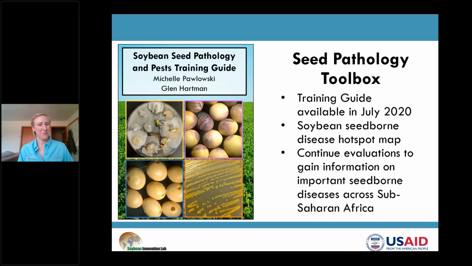All right, so just an overview of the resources that we're going to be producing out of this work. We want to get that training guide out and available in July 2020. That will be full of protocols and identification aids. As well, Harun, I think his audio was lost at this point, but we're going to make these hotspot maps so you can see what diseases, and at what severity, are most prevalent in which locations. We're going to adapt that same concept to a seed-borne disease hotspot map and have that available as well.